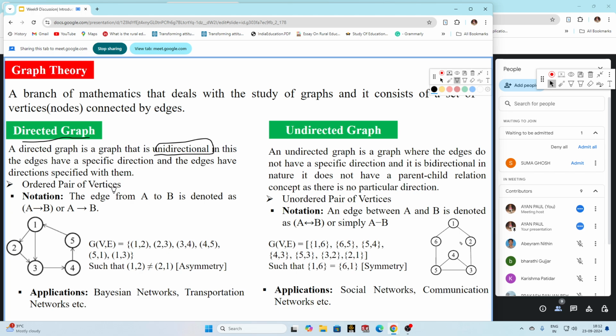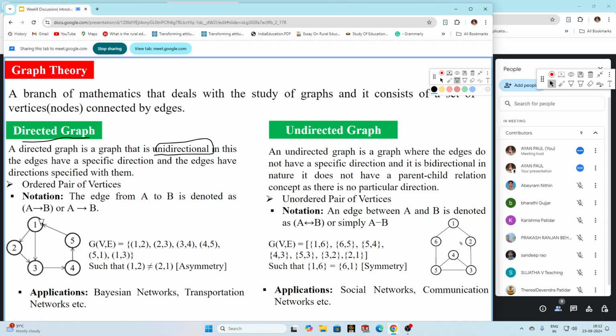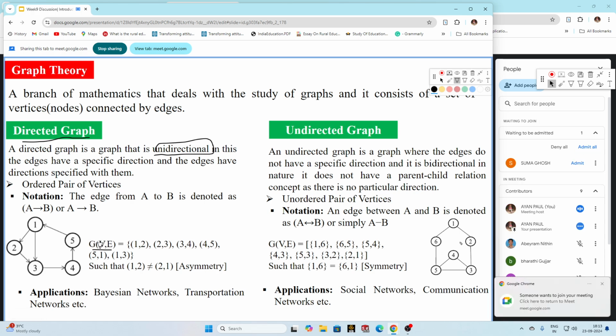A directed graph has an ordered pair of vertices. Again, the nodes are also known as vertices and the edges are also known as links. When we write our directed graph, G denotes the graph, V denotes the vertices, and E denotes the edges. So basically we want the relationship between different nodes or vertices as a function of edges and vertices.